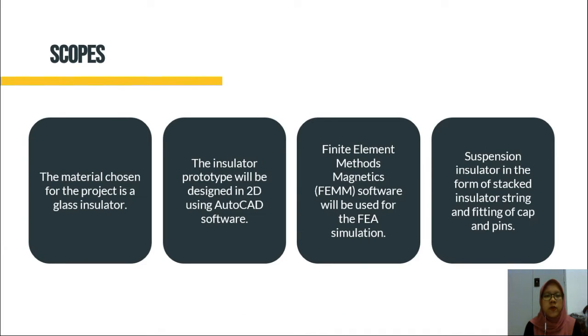Next is the scope of our project. First, the material chosen for the project is a glass insulator. Next, the insulator prototype will be designed in 2D using AutoCAD software. Third, the finite element magnetic software will be used for the FEA simulation. And the last scope is the suspension insulator in the form of a stacked insulator string and fitting of cap and pins.